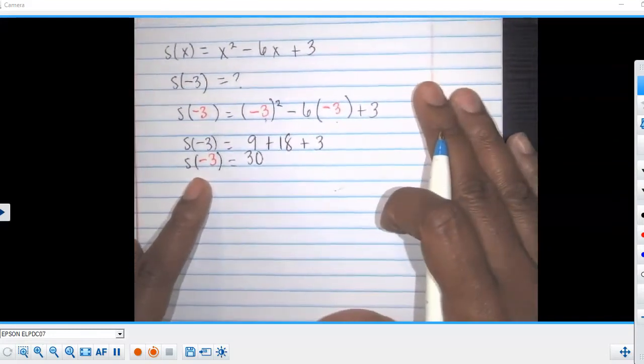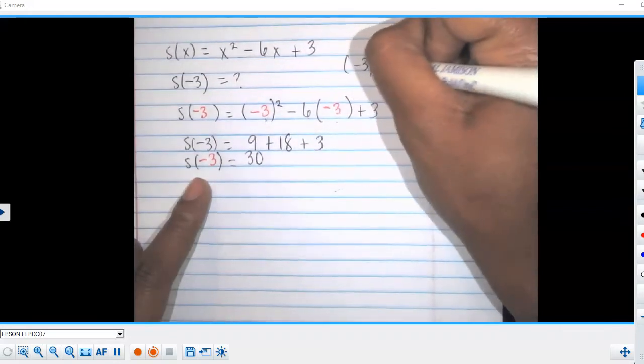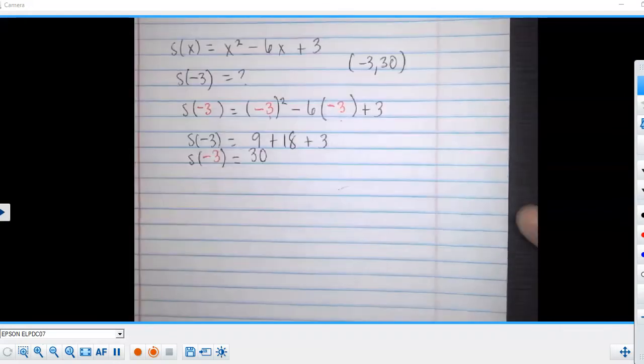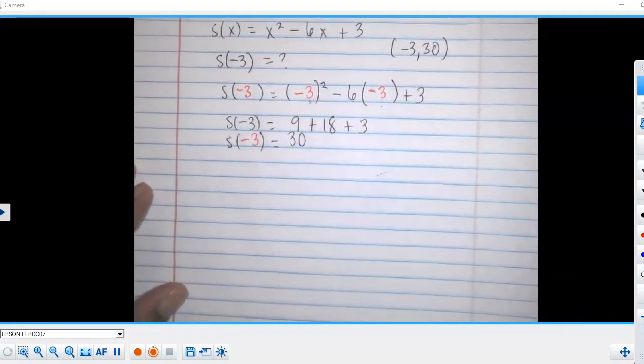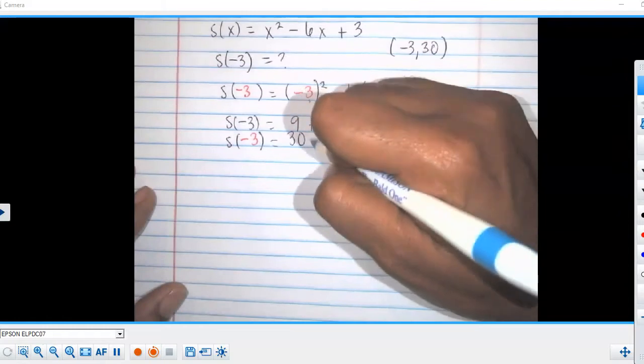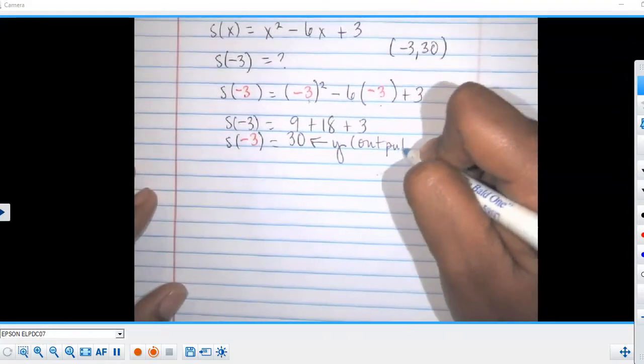And if they said, well, what is the ordered pair that's produced, you could just say, oh, negative 3, comma 30. Okay, that's it. One more with basically evaluating, getting y. Remember, this is y. That's the output. Okay, let me do a trickier one.